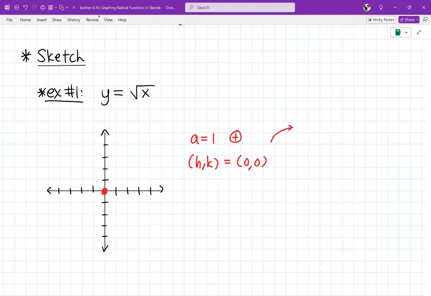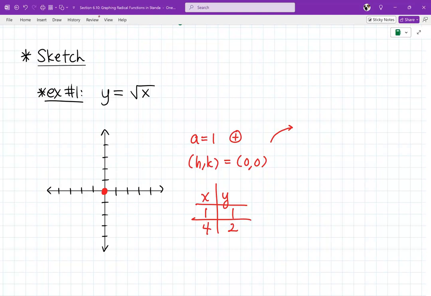So I'm going to make a table. Whatever I plug in for x, I'm going to have to take the square root of it, because it's the square root of x. So I'm only going to pick numbers that have square roots. Let me pick a 1. What's the square root of 1? 1. What other number has a square root? 4. And the square root of 4? 2. So there you go, just so I can make it easy.